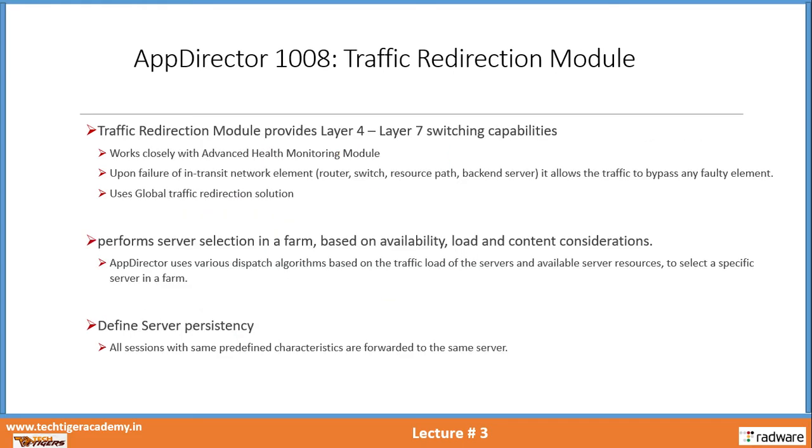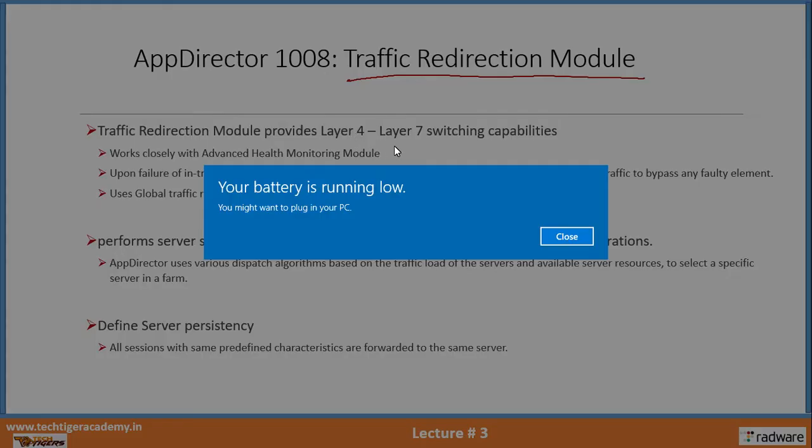Another module is called the traffic redirection module. The traffic redirection module is responsible for moving the traffic ahead towards the backend server. It provides layer 4 to layer 7 switching capabilities. It works closely with the advanced health monitoring module.